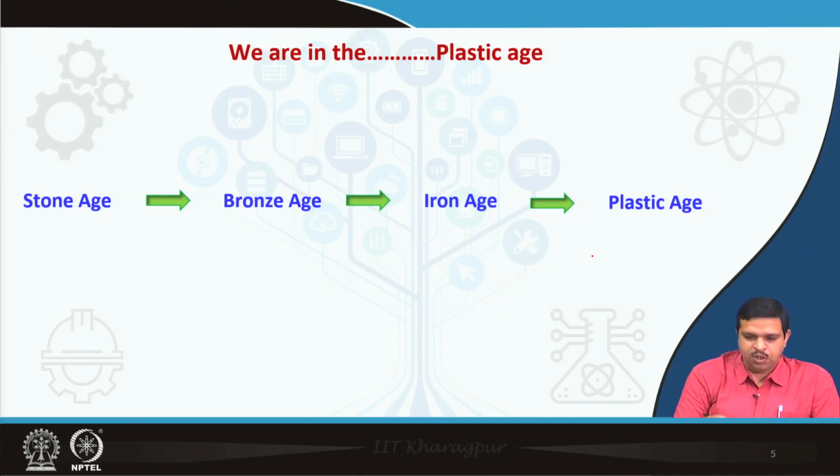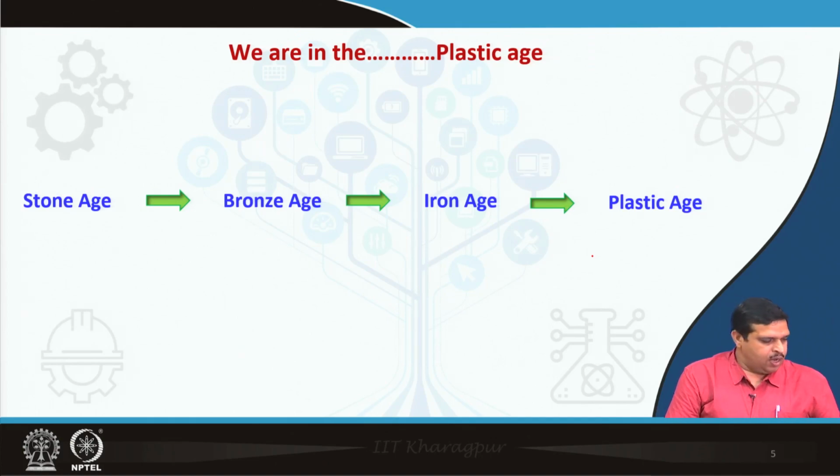For example, you are writing with a pen. The basic material of the pen is polymer. The mobile and electronic gadgets use polymer as the outside component. So we are in a plastic age. We cannot avoid the use of plastics.